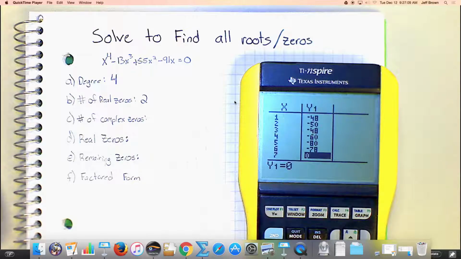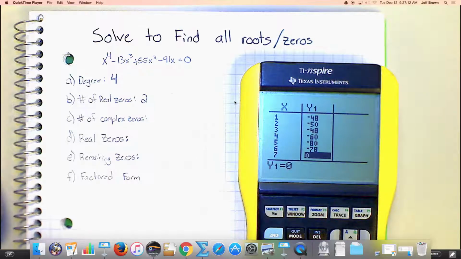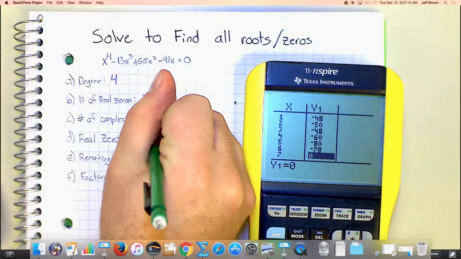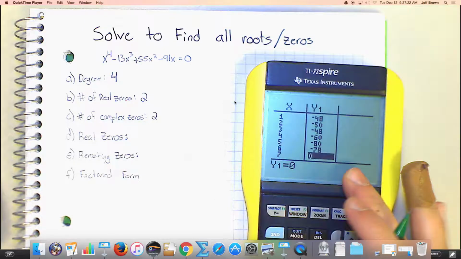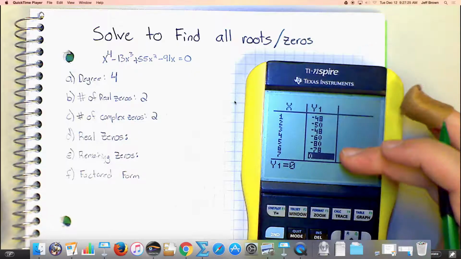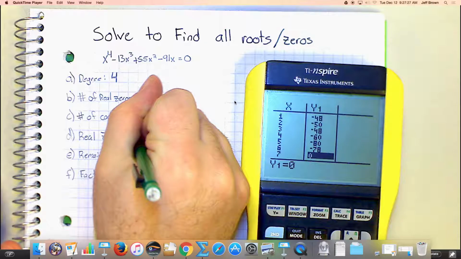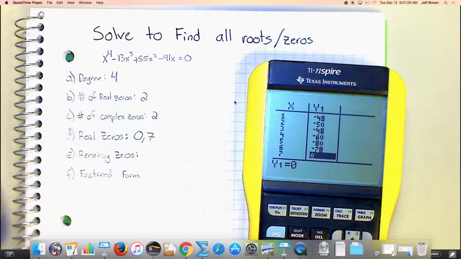That means that of my total of 4 zeros, 2 of them are real. So 2 of them are not real, so they have to be complex. So I have 2 real ones, 2 complex ones. Now I have to go ahead and solve those. To find the real zeros, that's what we just did in the table. We found that I had a zero at 0 and a zero at 7. So I'm going to list those 2 zeros here. I have 1 at 0 and 1 at 7.